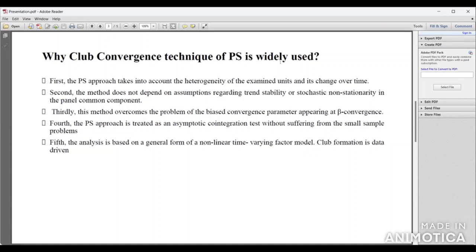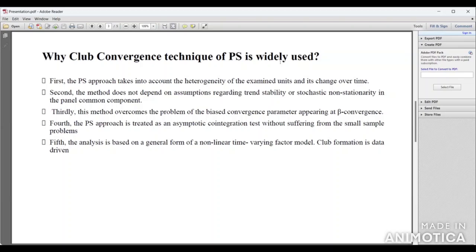Third is that whenever we use beta convergence, whatever the initial level of these values is matters. For example, in growth, if a country is at a very high level of growth and another is at a low level of growth, then the parameter which we are estimating in beta convergence is a bit biased. However, in this Phillips-Sul technique, we are able to avoid that bias. I will show you how when we go through the hands-on, practical session. I will show you how it takes care of that.